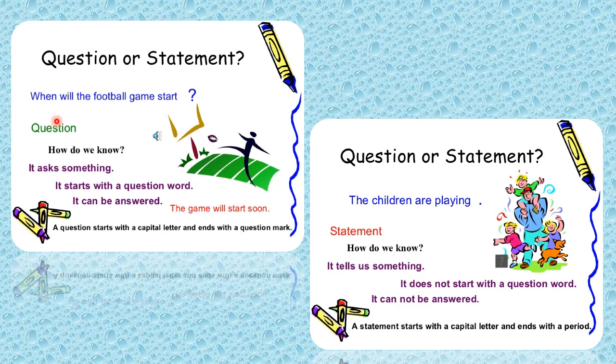So here first we are learning about the statement. What is a statement sentence? We call a statement sentence assertive and declarative also. When we say something, when we tell something, then that sentence is called a statement sentence or assertive, when we assert something. So here, the children are playing. It tells us something, what the children are doing. Now this sentence cannot be answered. Since this is a statement sentence, this cannot be answered.